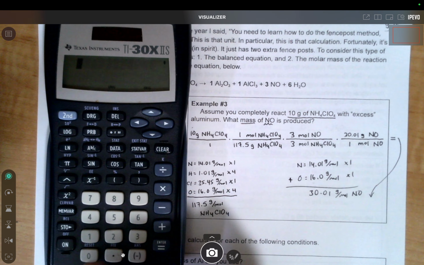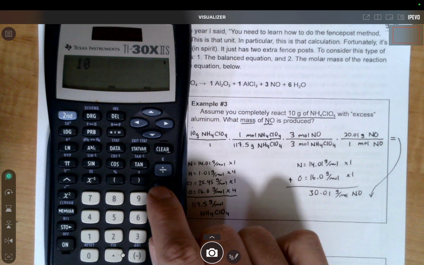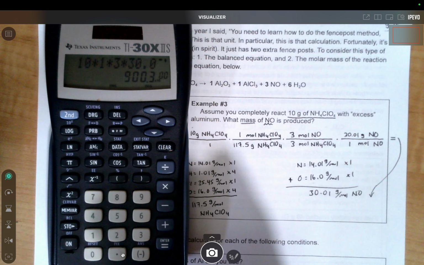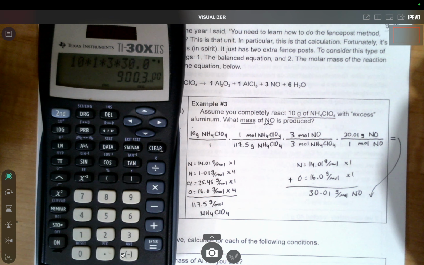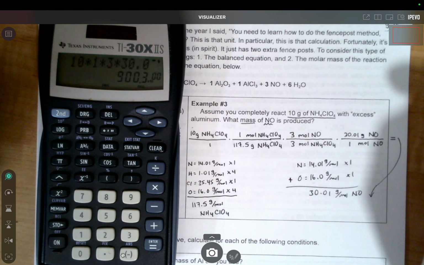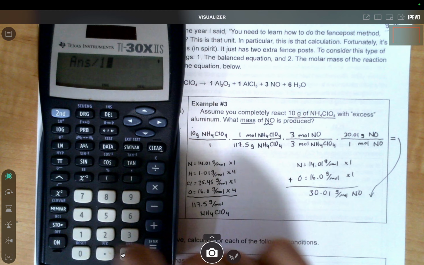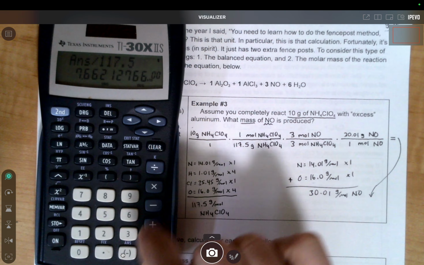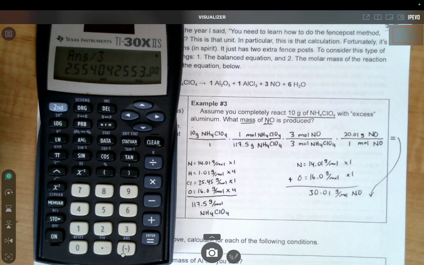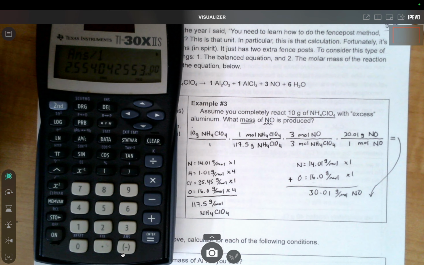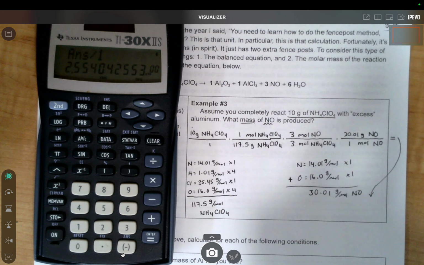I personally like to multiply by each number across the top. 10 times 1 times 3 times 30.01 equals, I see my calculator's in scientific notation, so that is 900.3. And then I will divide by each number on the bottom. So divided by 1 equals, divided by 117.5 equals, divided by 3 equals, and then for funsies, divided by 1. So 2.55 times 10 to the 0 power is just 2.55.